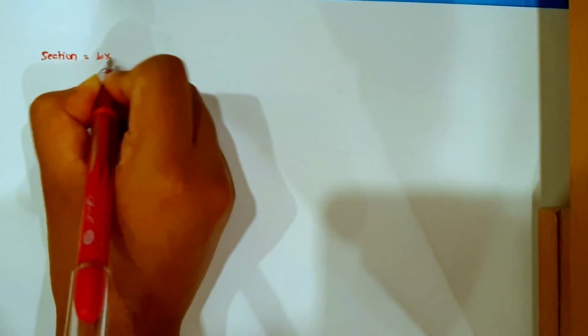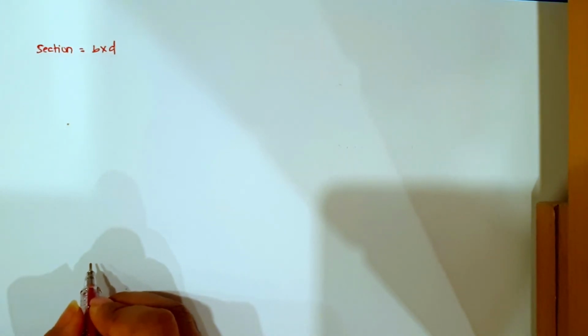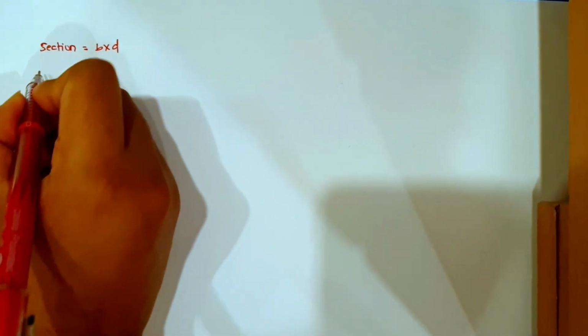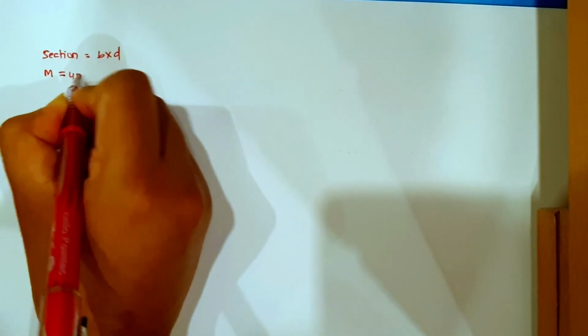Coming to the last numerical, here we have a rectangular beam. Now here the beam's section is given as B into D, right? And what else is given? It is saying that it is carrying a sagging bending moment. So what is a sagging bending moment? It is a positive bending moment. So this means that this is a simply supported beam. So we have a moment equal to 40 kilonewton meter, right?